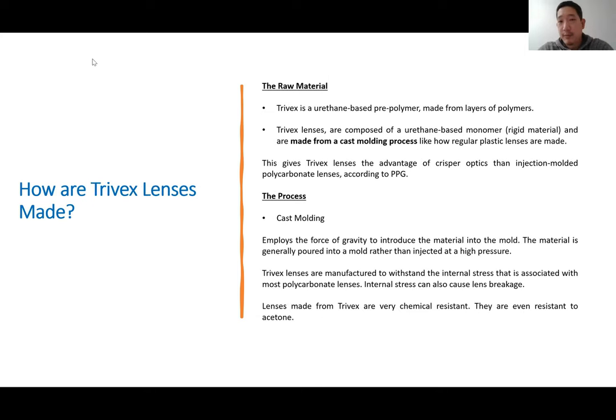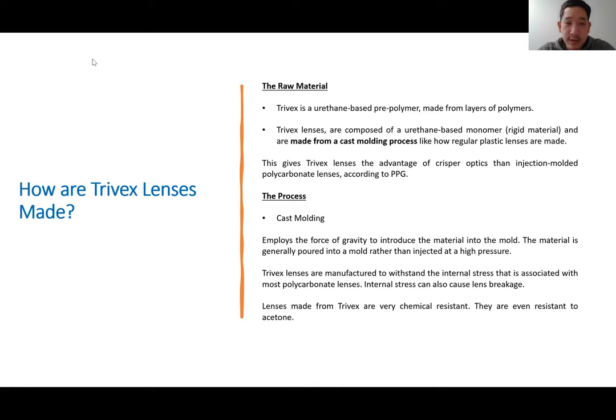If a polycarbonate lens undergoes an injection molding process, let's see what process Trivex lenses undergo. With the raw material, Trivex is a urethane-based pre-polymer made from layers of polymers. Trivex lenses are composed of a urethane-based monomer. They are usually very rigid and are made from a cast molding process, like how regular plastic lenses are made. This, in return, gives Trivex lenses the advantage of crisper optics than injection molded polycarbonate lenses, according to PPG.